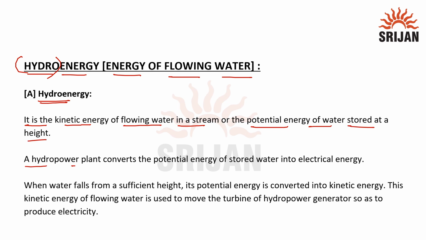A hydropower plant converts potential energy of stored water into electrical energy. When water falls from a sufficient height, its potential energy is converted into kinetic energy, and this kinetic energy of flowing water is used to move the turbine of a hydropower generator so as to produce electricity.